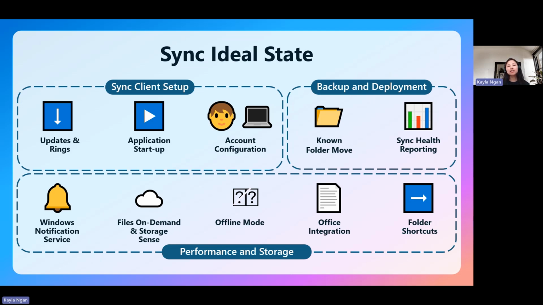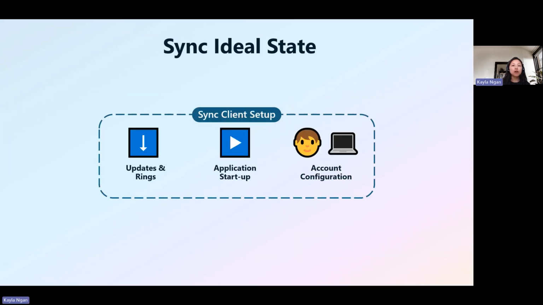But anyways, the sync ideal state includes a set of 10, and actually soon to be 9, recommendations that are designed to ensure that the OneDrive Sync client provides the best experience for both admins and users. I like to think of this as 3 different groups. So think about it in terms of the sync client setup, performance and storage, and then backup and deployment. So let's start with the sync client setup first.